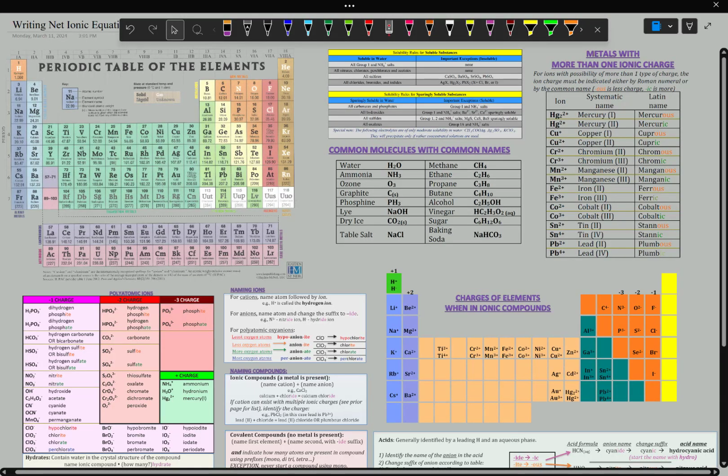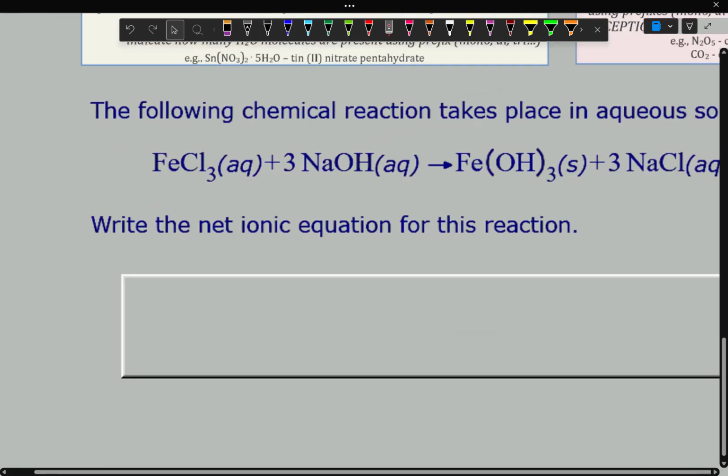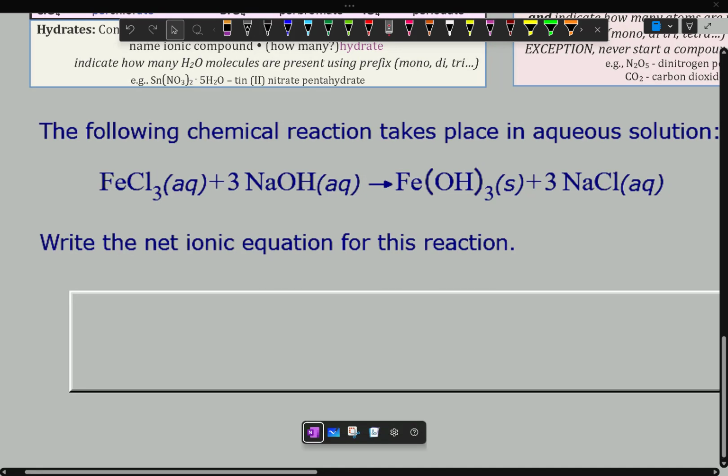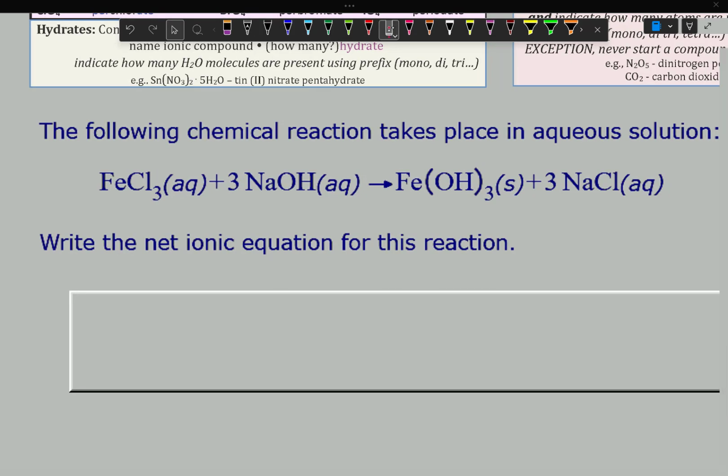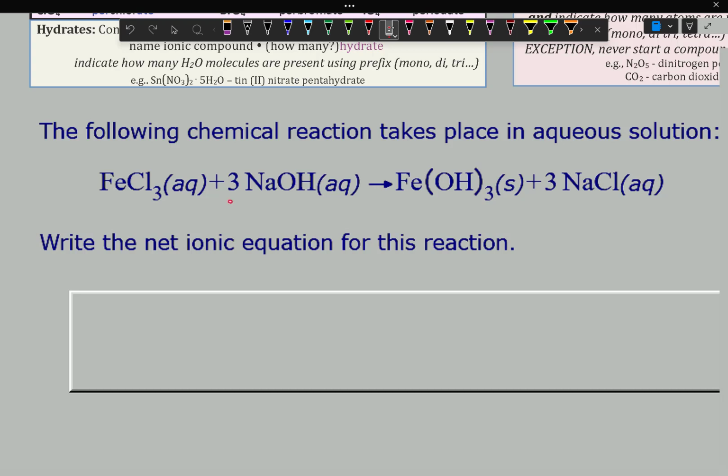Hey everyone. So in this video we're going to be looking at another ALEKS problem. This one is about writing net ionic equations. So we have this equation here where we have aqueous iron chloride and then aqueous sodium hydroxide forms this solid along with aqueous sodium chloride.